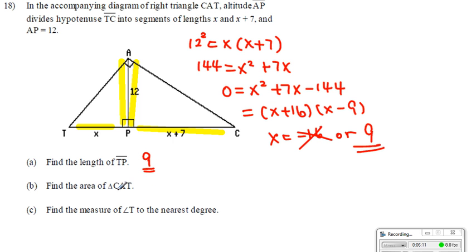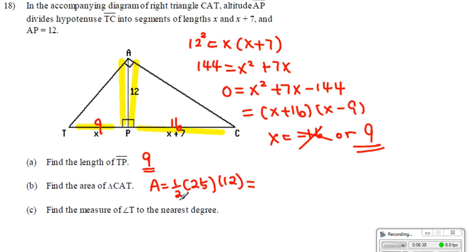Area of triangle CAT. Since we know that the entire base, if this one is equal to 9, then this one will be equal to 16, which makes the entire base 25. So area here becomes 1/2, base 25, height 12.